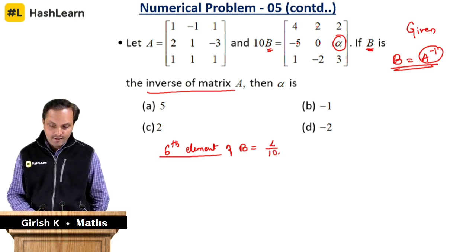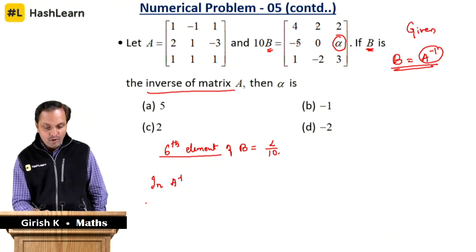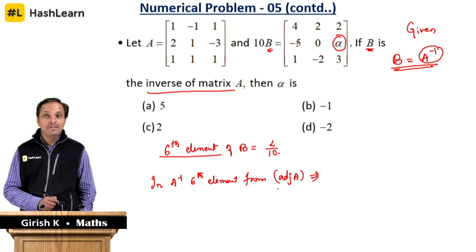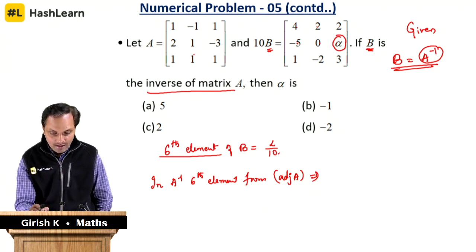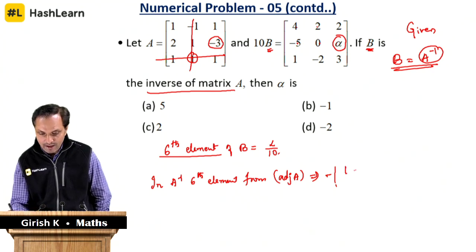Then you know that in A inverse, what is your sixth element? Your sixth element will come from the adjoint of A. You know that if you want it for this, you have to catch this element, leave the row and column. That will carry a negative sign. Determinant of 1, 1, 2, minus 3. And what will that give you? Minus 3 minus 5, is equal to 5.